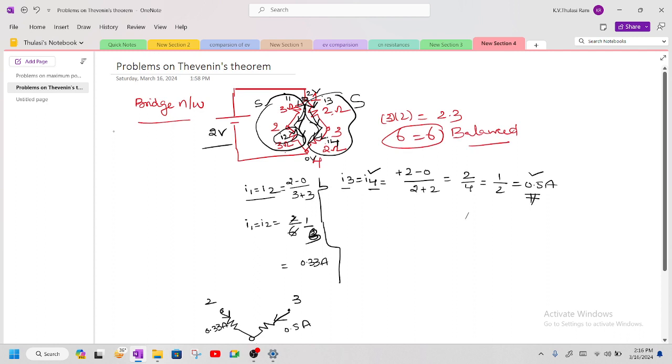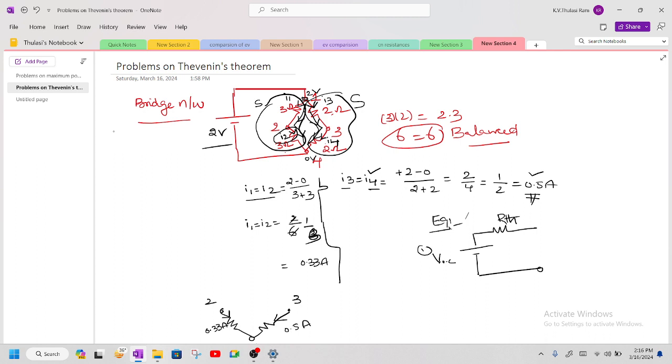We need to find the equivalent circuit of Thevenin's theorem. So what is the equivalent circuit of Thevenin's theorem? We already discussed that we need to find the open circuit voltage as the first step, and the second step is finding R Thevenin. This is the equivalent circuit of Thevenin's theorem, and redraw the given resistance as RL. Okay, and we need to find out the current IL.